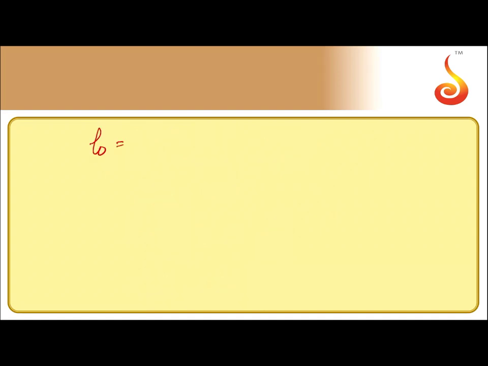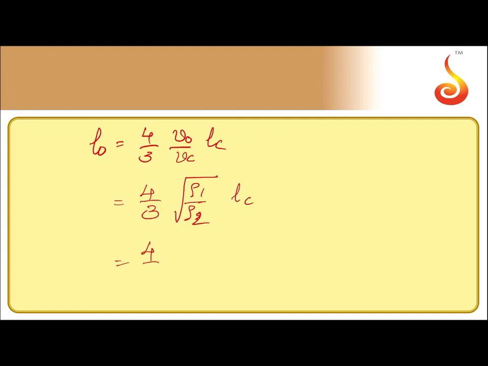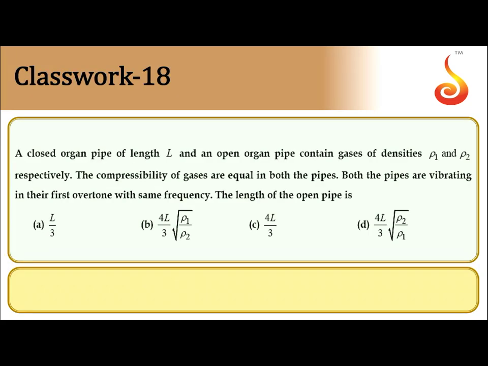The question is about the length of the open pipe. So this is 4 by 3 times the speed of sound in the open pipe over the speed of sound in the closed pipe, into the length of the closed pipe. This is our basic expression. That further becomes 4 by 3. You know, speed is inversely proportional to the square root of density. So you can write this as the square root of rho 1 divided by rho 2, into the length of the closed pipe. So the length of the open pipe is equal to 4L divided by 3 times the root of rho 1 divided by rho 2. B is our correct choice.